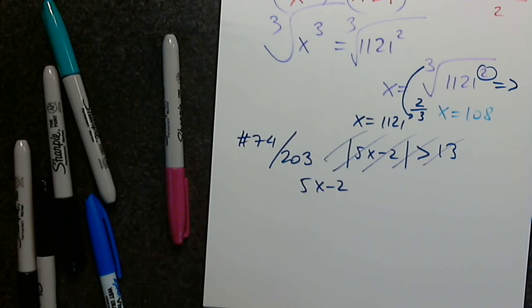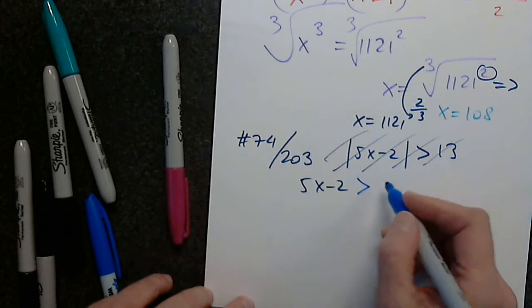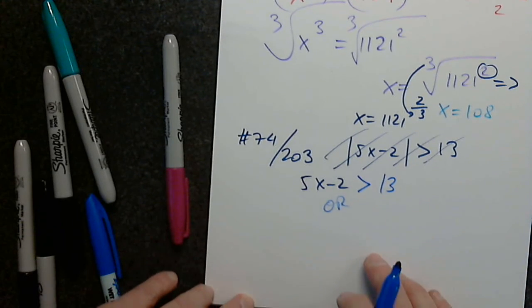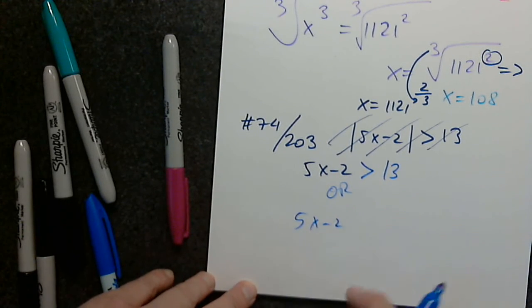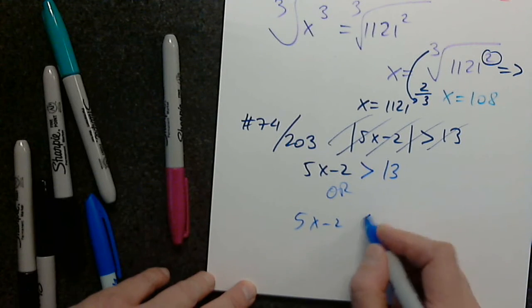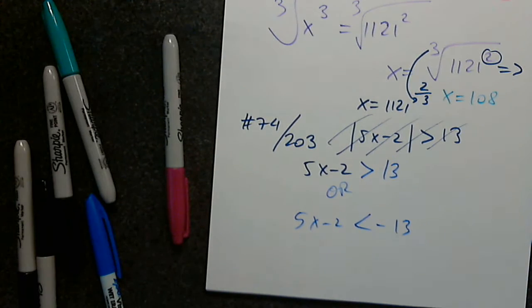5x minus 2 greater than 13, or 5x minus 2 less than negative 13. Excellent. Great job. That's exactly what I need. Because it says 13, not even 13, and more. To the left-hand side of negative 13, to the right-hand side of 13.